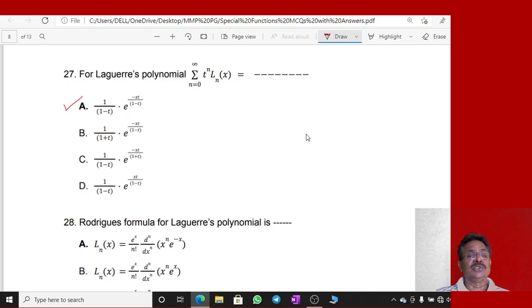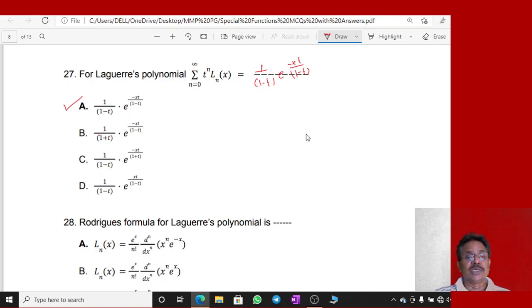Expanding this exponential, we get this type of series, and therefore it is 1 upon 1 minus t into e raised to minus xt upon 1 minus t. So this is called the generating function for the Laguerre polynomial.